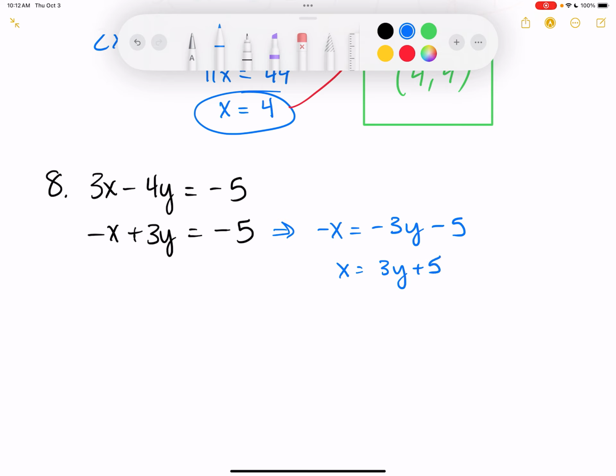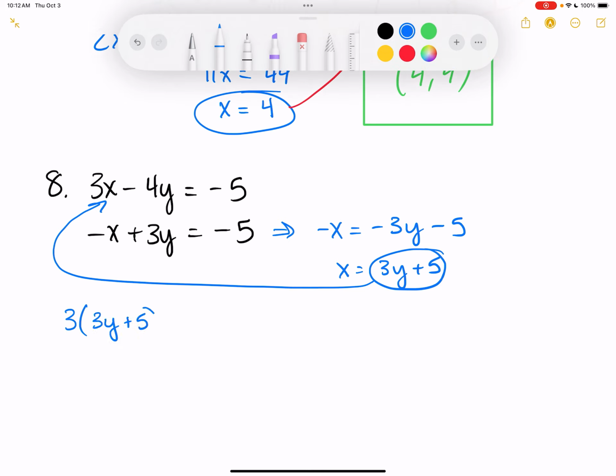Now I take this, plug it in up here for x in the first equation. So 3 times 3y plus 5 minus 4y equals negative 5. So I get 9y plus 15 minus 4y equals negative 5. So we have 5y equals negative 20.